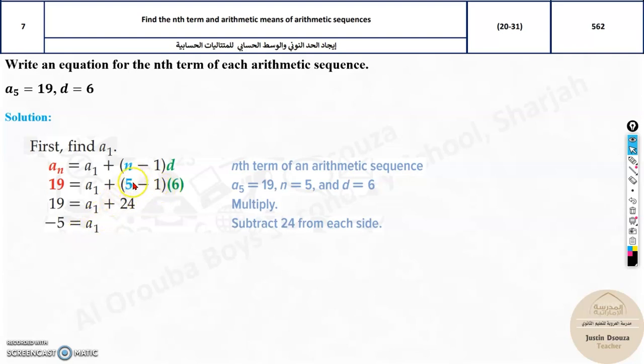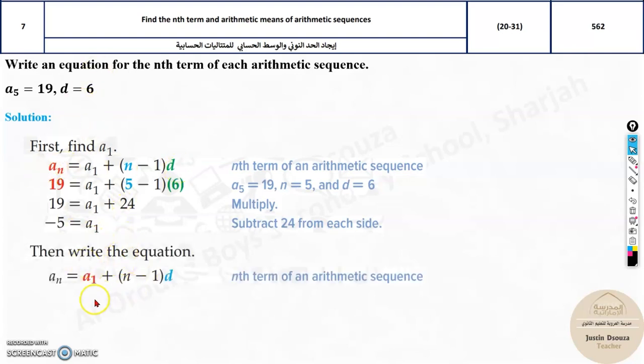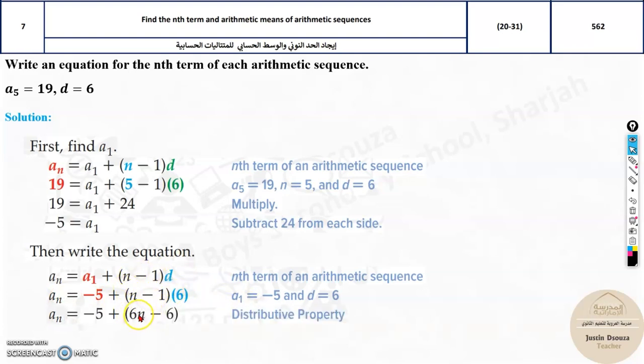Just simply simplify this. 4 times 6 is 24. 19 over here, take 24 to the other side. It becomes minus 24 plus 19 equals negative 5. That's the first term. Now you have a1 and d. All you need to do is put the same formula again, an formula, that is a1 plus n minus 1 times d, and solve it. All you need to do is simplify with the distributive property. 6 times n minus 6, and now simplify minus 6 and minus 5.